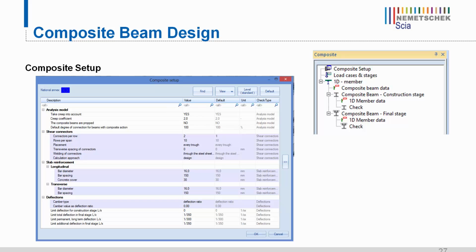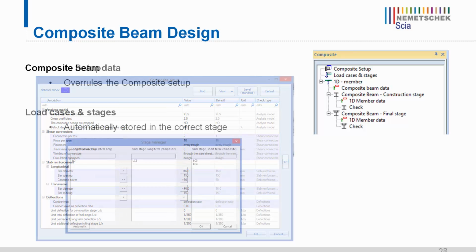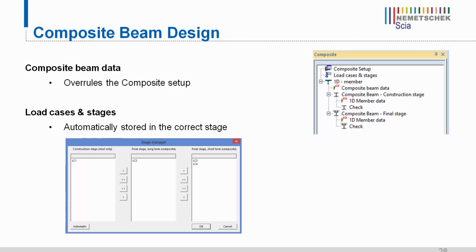Here you can see the composite service tree in Scia Engineer. On the right you see, of course, it starts with the composite setup, which you can see in this picture. This composite setup is used for the entire structure. Some of the properties can be overruled by inserting composite beam data on a certain member or on a set of members. This one I will immediately show directly in Scia Engineer. As mentioned, some of the parameters that are available in the general composite setup can be overruled by composite beam data on a member or on a set of members.